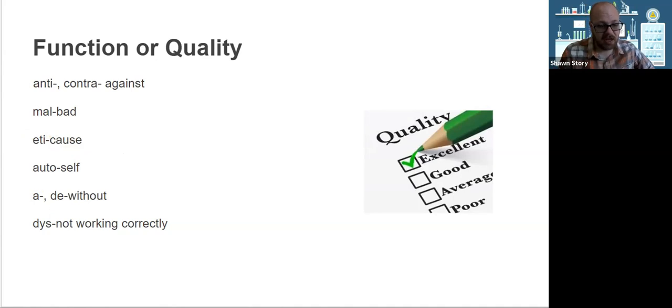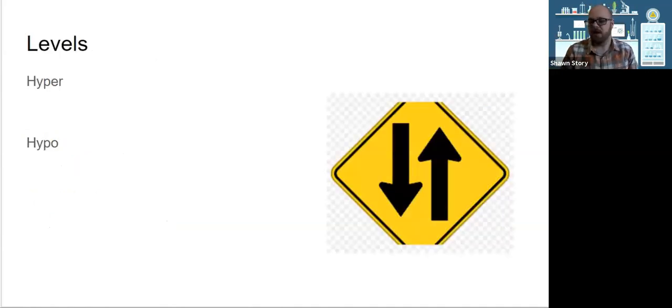So quality and function. Here are ones you have to know. I've used it so many times over the last 4 weeks. If you don't know this, I'm quitting my job. I'm walking.